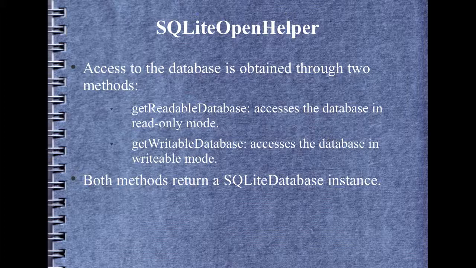So if we want to be able to do selects and deletes, we get a writable database. Both of these methods will return an instance of SQLiteDatabase. So let's back up and go through this again. We do not subclass SQLiteDatabase. We subclass SQLiteOpenHelper. We get a readable database or a writable database and return the value into an instance of SQLiteDatabase. And we use that to point to the database in any method that we need to call that deals with the database.